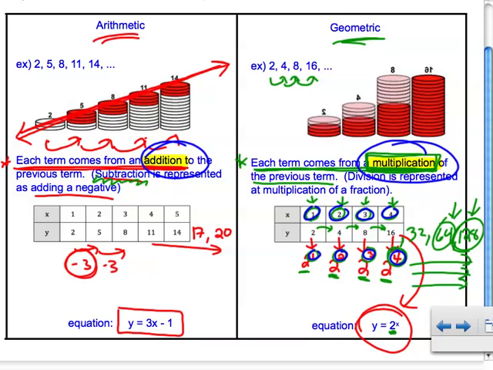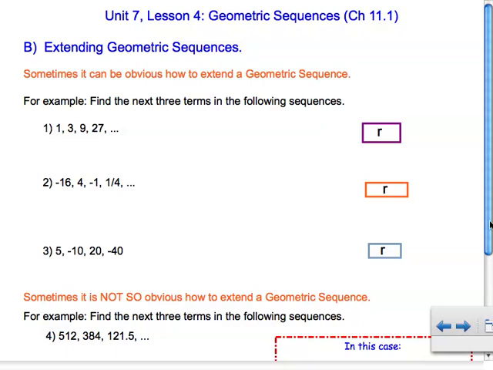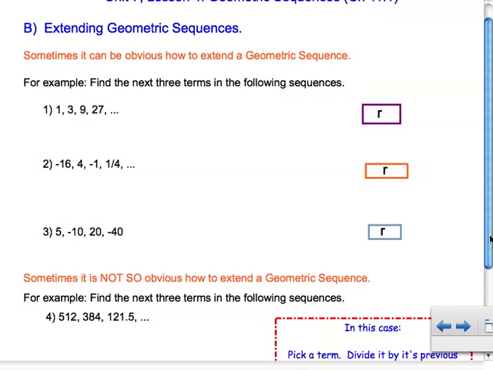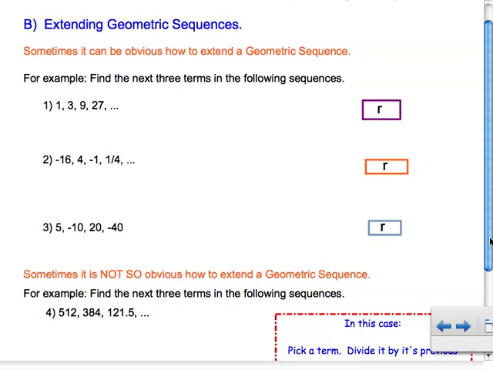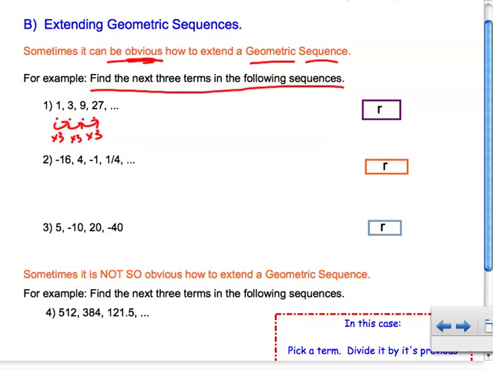Let's keep moving. Our next slide here is how can we extend a geometric sequence. For example, find the next 3 terms in each of the following. Sometimes you're going to look at a list of numbers and it's obvious. Okay, this one goes 1, 3, 9, 27. Clearly my pattern is times 3. Okay, you may want to have your calculator out as you do your notes today because these numbers get real big real fast. Find the next 3 terms.